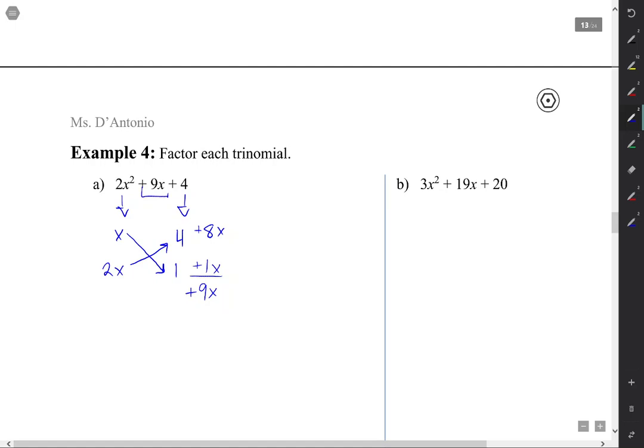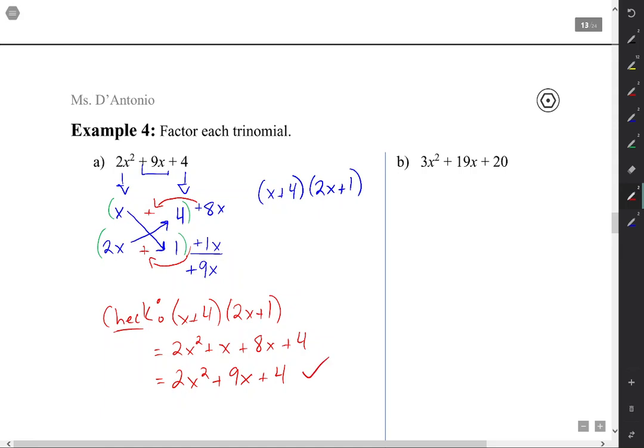So we know that a plus sign goes in the middle of the two top numbers here, and a plus sign also goes in the bottom here. Then our brackets come in like that, and we would have x plus 4 times 2x plus 1. So there we go. I checked my answer and I got the original polynomial.